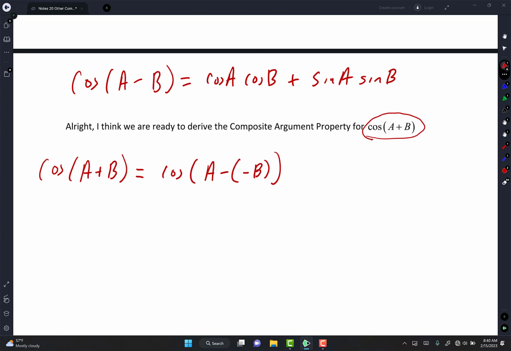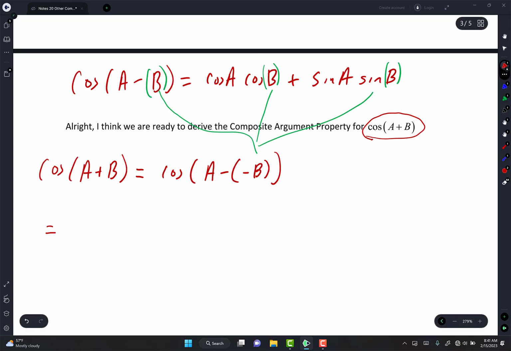Now look what I'm trying to say. Instead of writing B on all these, I'm going to write negative B. Do you guys see that hack? I'm just following that rule. So instead of a B, I'm going to put negative B. Equals, and I'm just going to follow my rule up there: cosine A, cosine of negative B. All I'm doing is following that. See, that minus is that minus. Plus sine A, sine of negative B.